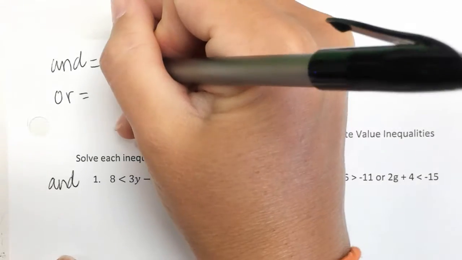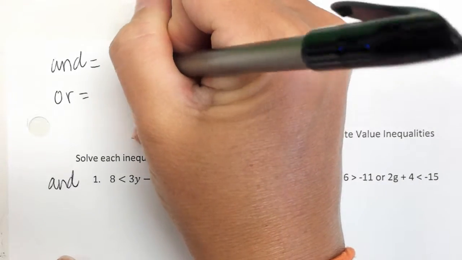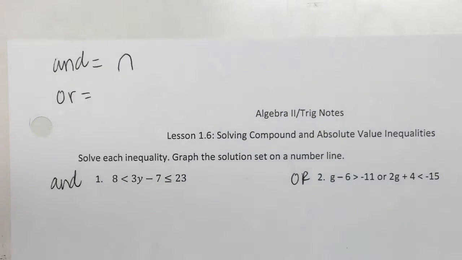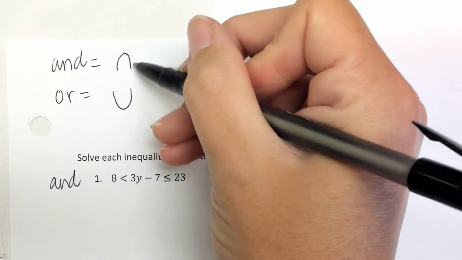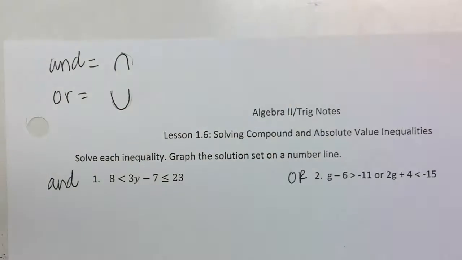The symbol that we use for "and" is going to be an upside down U, like this. Have y'all ever seen that? Do y'all know what the "or" is? It's just a U. So "and" is upside down, "or" is just the U symbol. So that's what symbol we use when we do interval notation.